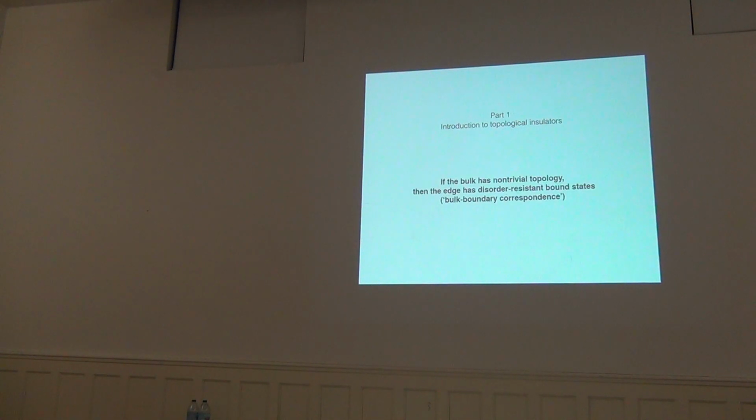Let's get started. So the first message I want to convey is the following. If the bulk has non-trivial topology, then the edge has disorder-resistant bound states. This is now one claim or one sentence, but I haven't explained any of the concepts in it. So the first task is to try to illustrate the concepts appearing in this claim, and then I hope you will understand what I mean by this. Also, these kinds of claims are often called bulk boundary correspondence. It appears in various dimensions in various materials. I'm going to show you the simplest example where this bulk boundary correspondence comes about. If the bulk has non-trivial topology, then the edge has disorder-resistant bound states.